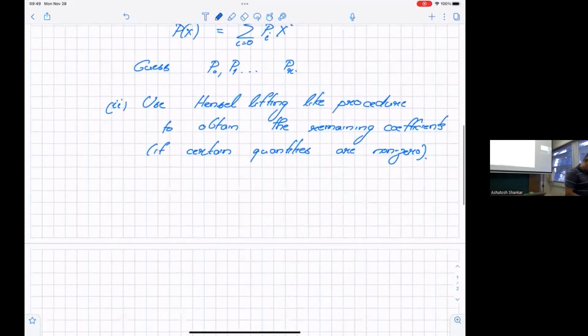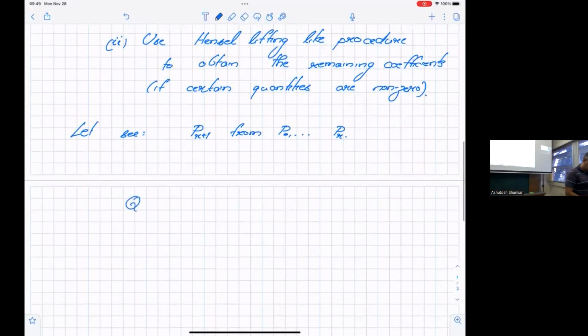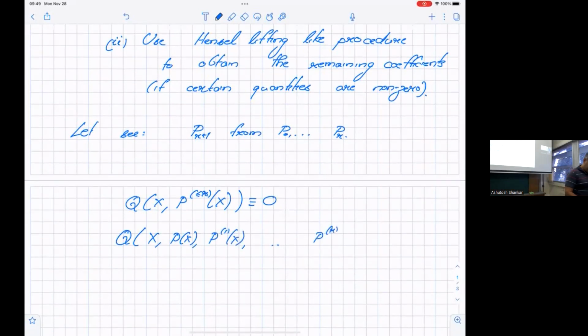And let us see this. In fact, let's see how to extract P_{R+1}. We did this last time, but I just want to do it again. So we wrote this equation, Q of X. We knew this is an identity equation. So what I want to do is write it just mod X squared, with P of X, first derivative, all the way up to the R-th derivative. So this is also true.